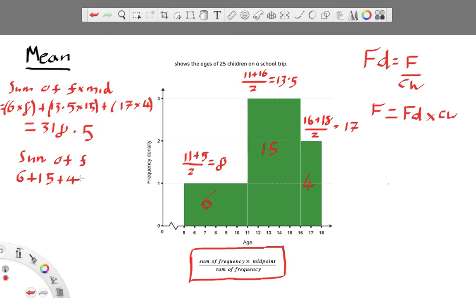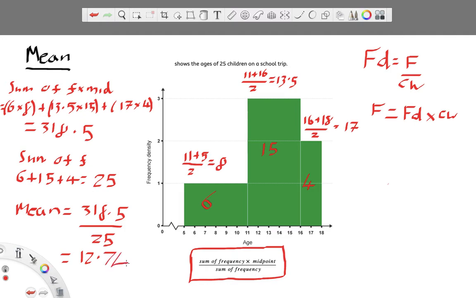And we know from what we said earlier that that is 25. So then we just take the sum of the frequency times the midpoint, which was 318.5, and divide it by 25, which was the sum of the frequencies. So the mean is equal to 318.5 divided by 25. So work that out. 318.5 divided by 25. And that is 12.74.